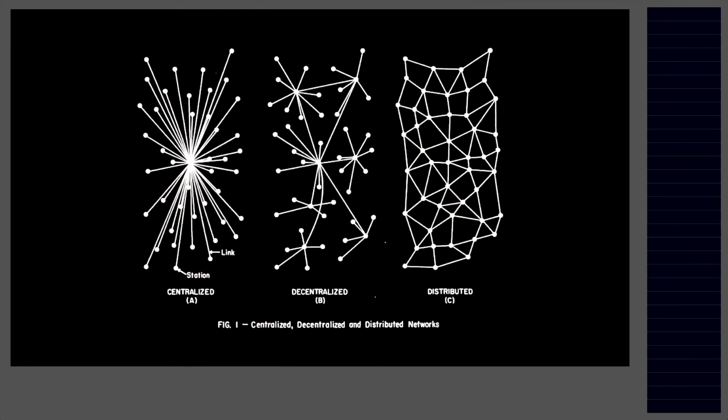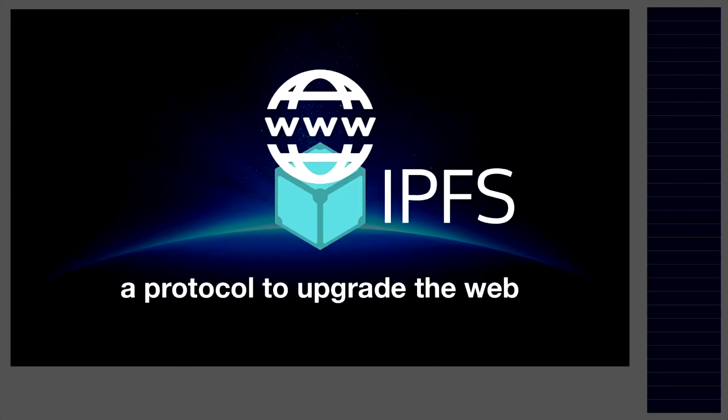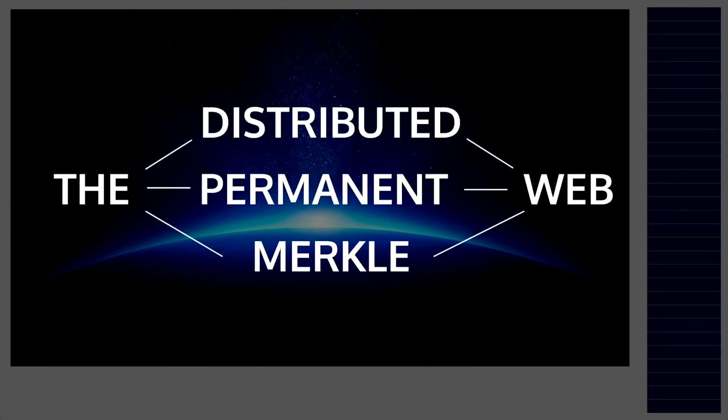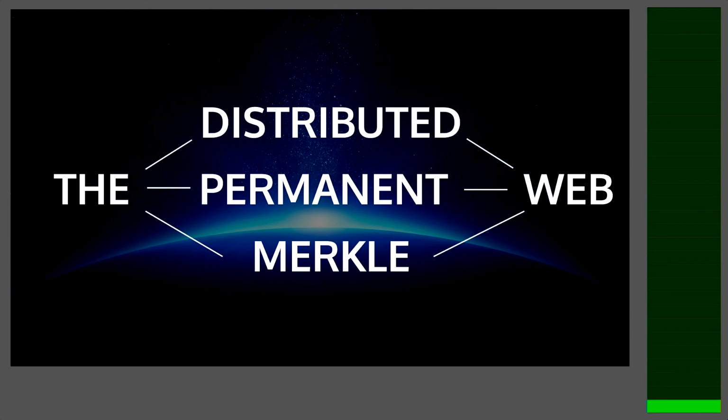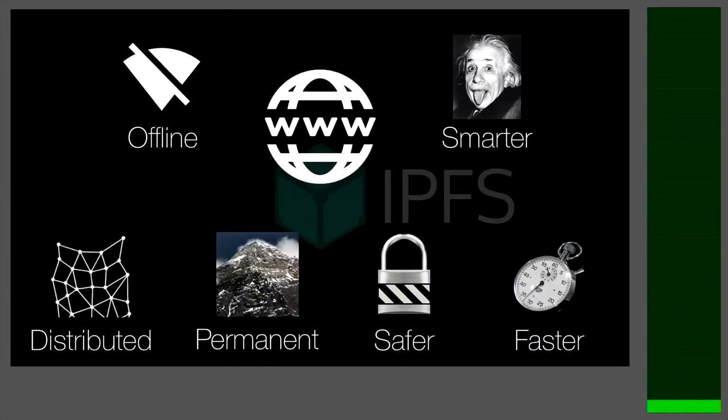So the web right now is very centralized. Some aspects are decentralized, but what we really would love is a fully distributed web, where there's no single point of failure, no single point of attack for bringing down infrastructure. So IPFS is a protocol to upgrade the web. We call it the distributed web, or the permanent web, or the Merkle web, for Merkle tree hashing. It's offline, or it can be offline. It's smarter, it's distributed, permanent, safer, and faster.